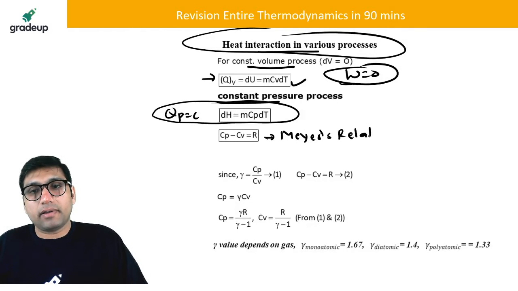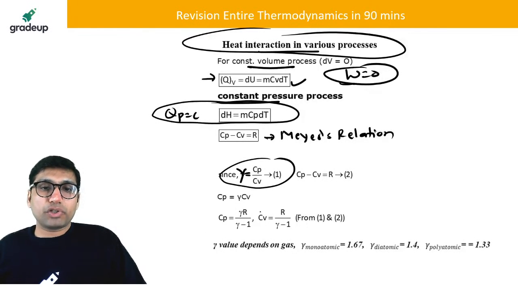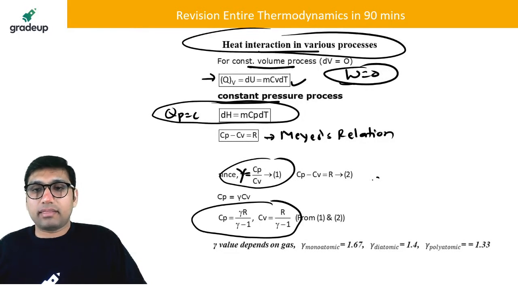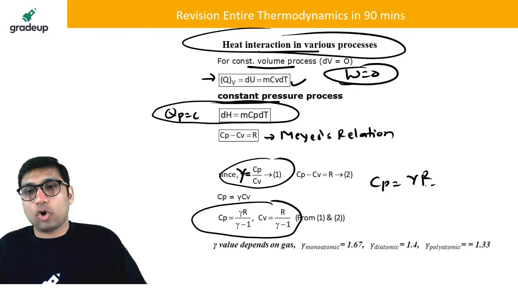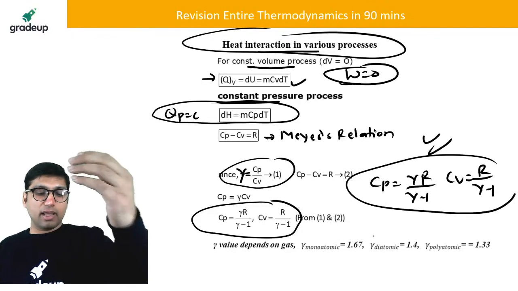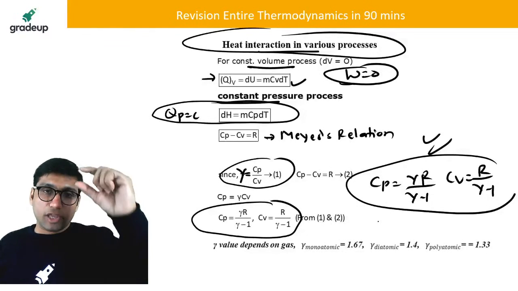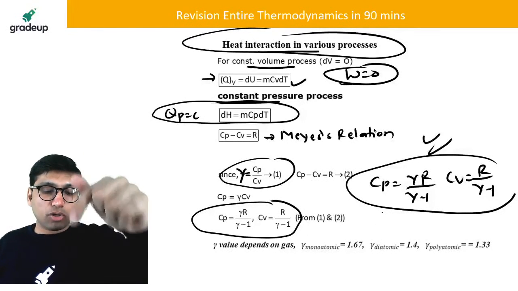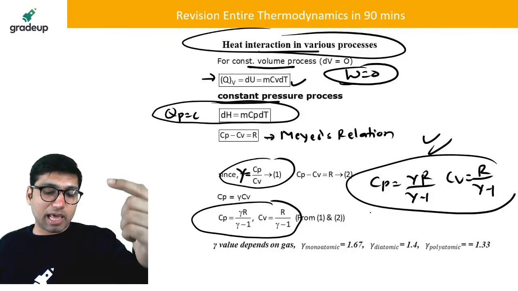One is the Mayer relation and one is gamma equal to Cp by Cv. By combining these two equations, we get two important results: Cp is equal to gamma R over gamma minus 1, and Cv is equal to R over gamma minus 1. These two relations are very, very important. You will be using them in solving many numericals in thermodynamics.